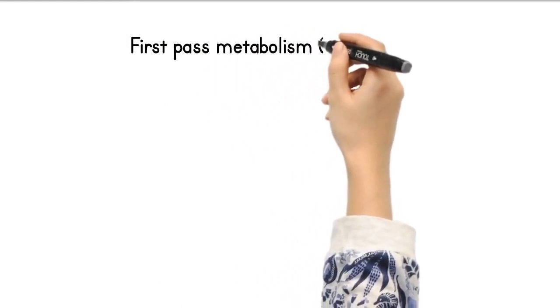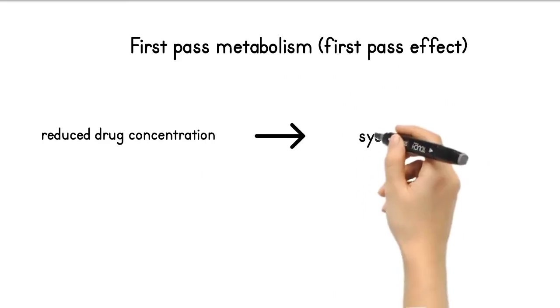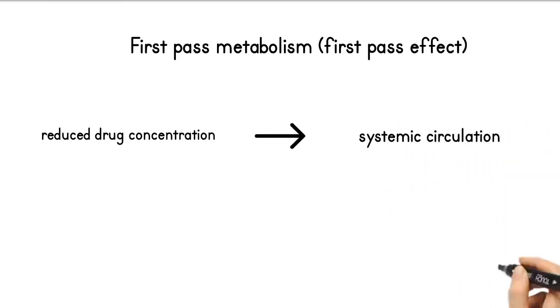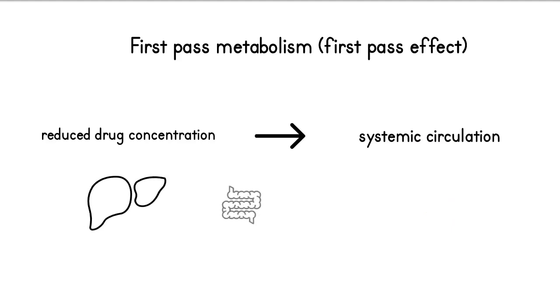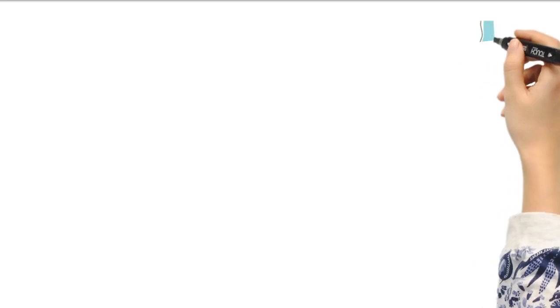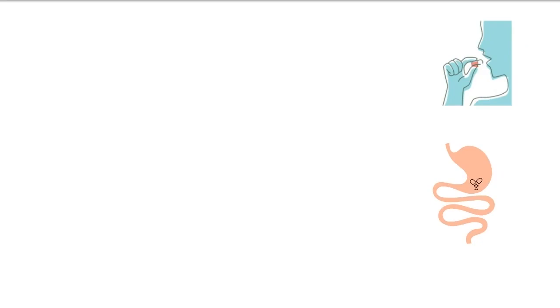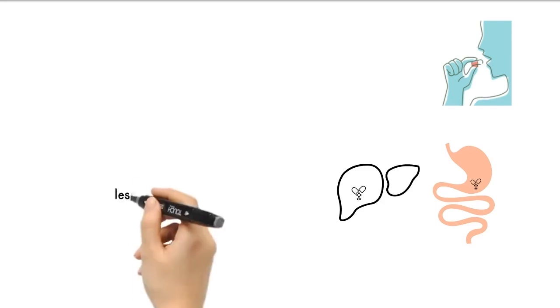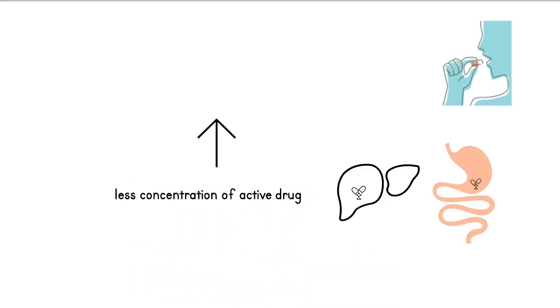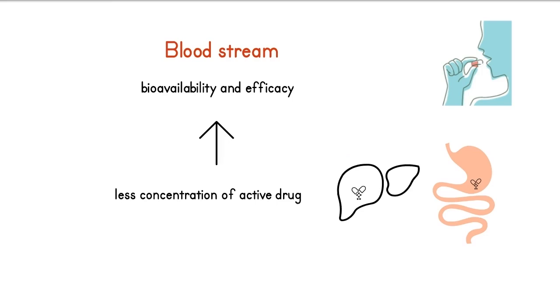First-pass metabolism, also known as first-pass effect, is a phenomenon in drug metabolism whereby the drug concentration is significantly reduced before it reaches the systemic circulation. This process occurs primarily in the liver and the intestine. When taken orally, a drug is absorbed through the gastrointestinal tract and transported via the portal vein to the liver. The liver metabolizes the drug extensively, often resulting in a substantial reduction of the active drug that enters the bloodstream. This can affect the drug's bioavailability and efficacy.